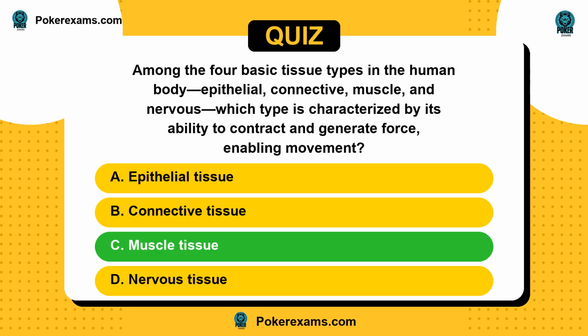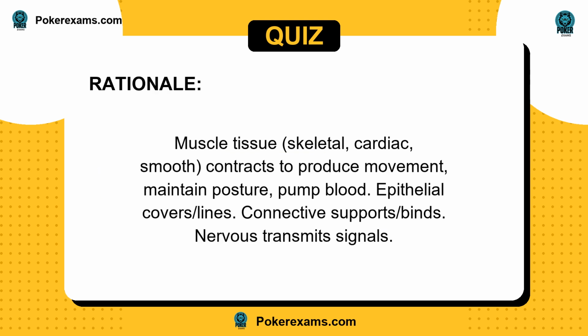The answer is C. Muscle tissue, skeletal, cardiac, smooth, contracts to produce movement, maintain posture, pump blood. Epithelial covers/lines. Connective supports/binds. Nervous transmits signals.